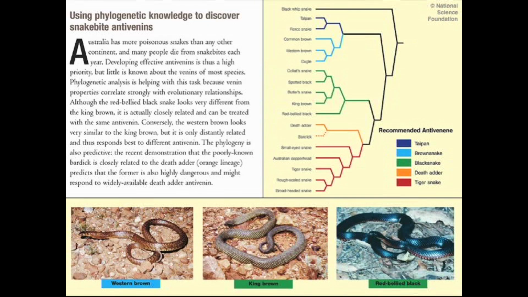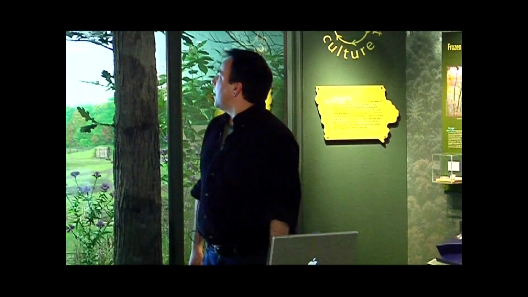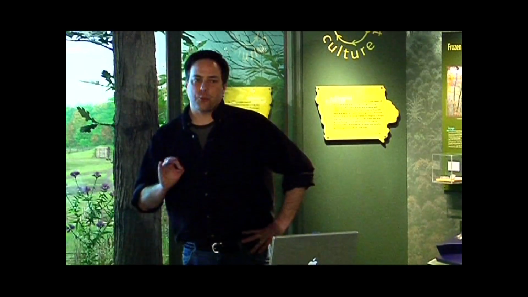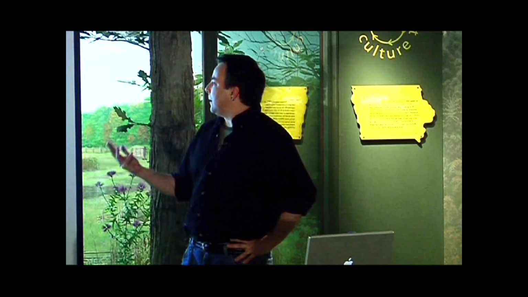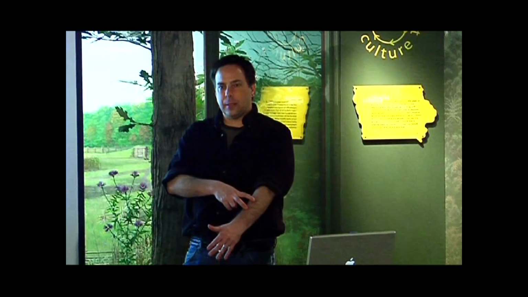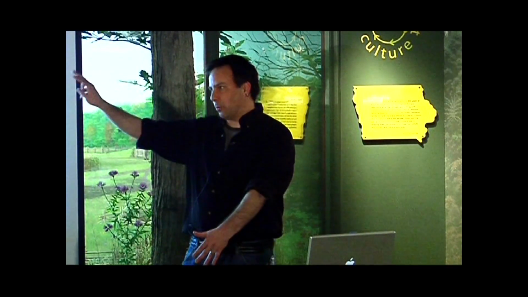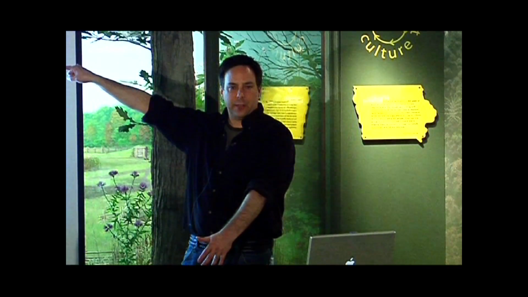They are snakes, and they're brown. Hence, brown snake. They're all extremely, extremely venomous. The thing is, snake venom evolves, just like any other part of an organism. And what that means is that if you get bitten by one snake, that venom is likely to be more similar to a closely related snake than to something more distantly related.